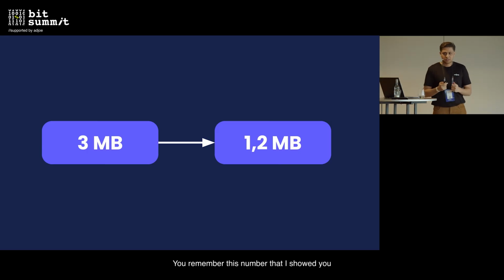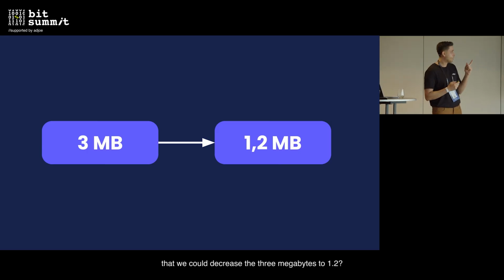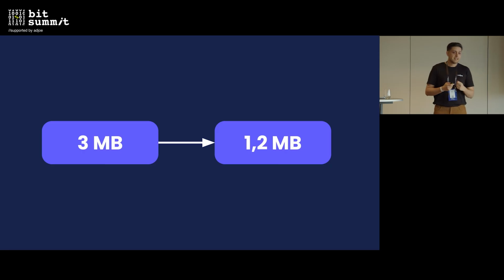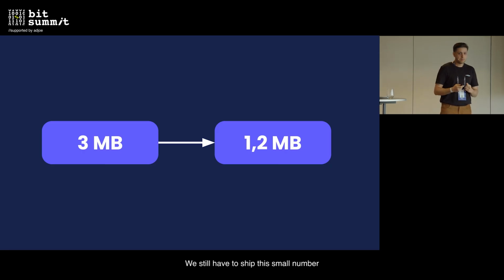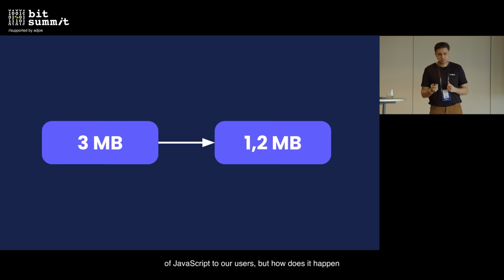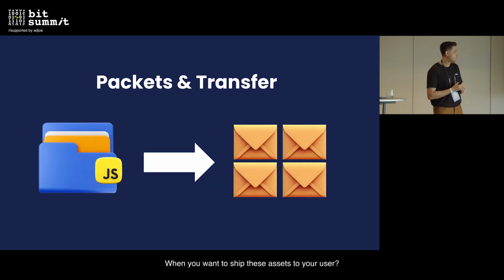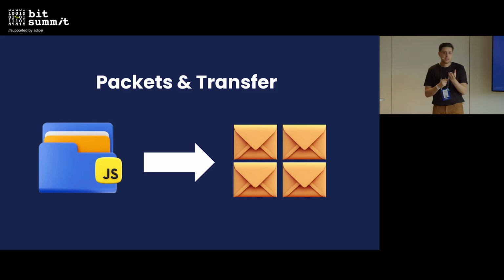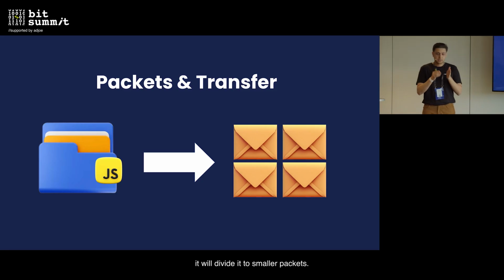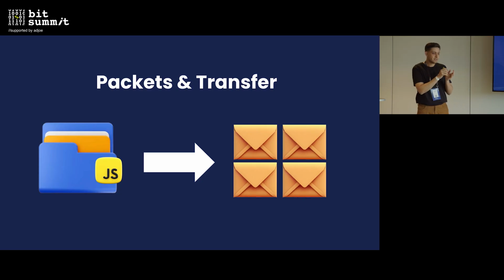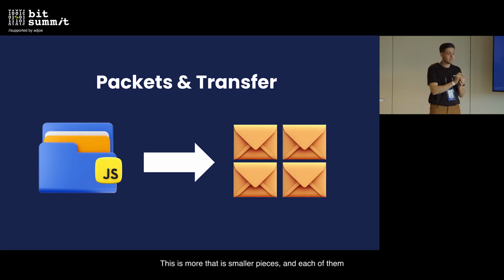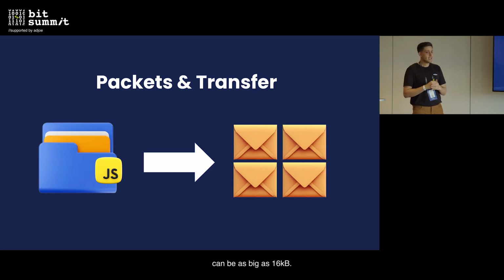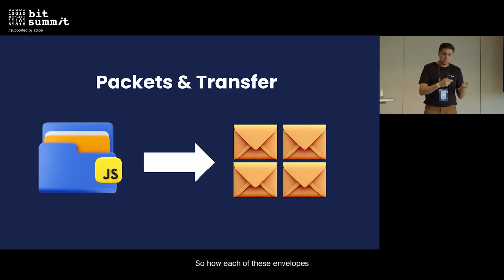You remember this number that I showed you, that we could decrease the 3 megabytes to 1.2? We still have to ship this small amount of JavaScript to our users. But how does it happen? On the internet, when you want to ship these assets to your user, it isn't going to be sent as one huge blob. But what will it look like? It will be divided into smaller packets. Let's imagine they are envelopes, and it will deliver these smaller pieces. Each of them can be as big as 16 kilobytes. So how will each of these envelopes be sent?